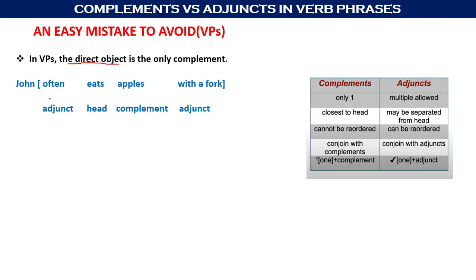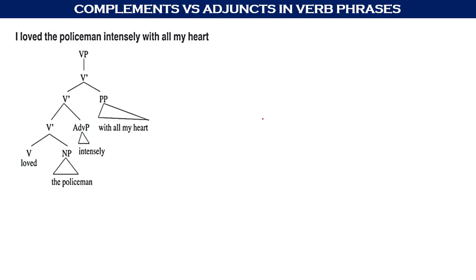Now here, "often" is not a direct object, so it is an adjunct. "Eats" is the verb head. "Apples" will be the direct object, so it becomes our complement. And then "with a fork" will be our adjunct because it is not the direct object. So in VPs, the direct object is the only complement. It is the only phrase that should be a sister to the V. All the others are adjuncts, so they must be sisters to V-bars and daughters of a V-bar. Take note.